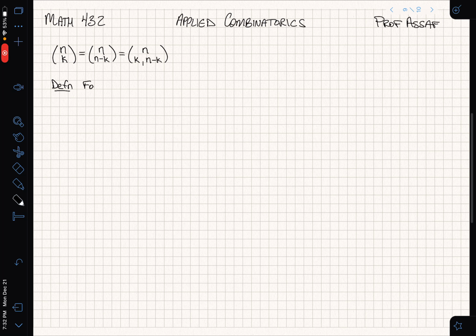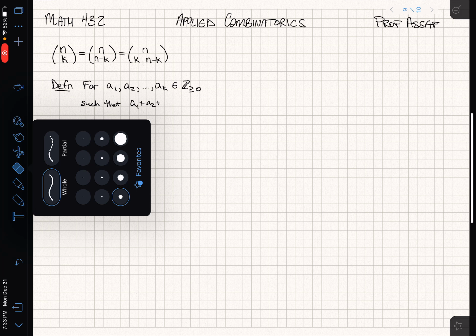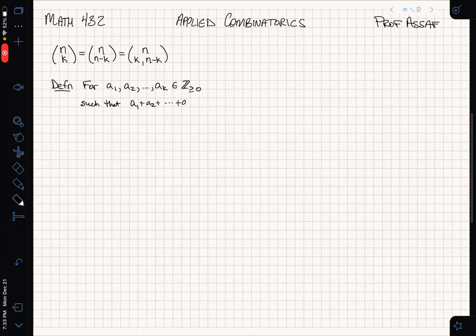So if we're going to take integers, say a1, a2, all the way up to ak, and these need to be non-negative integers. It's okay if they're 0. It's a little ridiculous if they're 0, but that's fine. And we want to have them add up to some specific amount, a1 plus a2 plus ... plus ak is equal to n. This is sort of like these two guys add up to n. I want all of these guys now to add up to n.